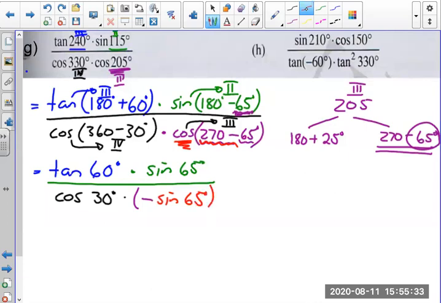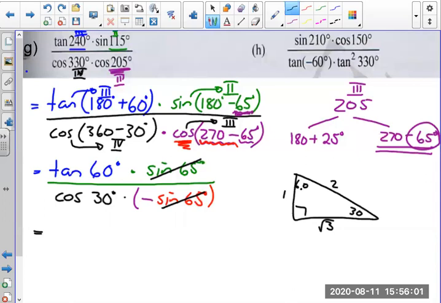And can you see why that's important? Because now you can see the sine 65 and the sine 65 will cancel because they're not special angles. I can do nothing else with them. Now I just simplify further. My special triangles, tan 60, tan is opposite over adjacent. So tan 60 is square root of 3 over 1. Cos of 30, square root of 3 over 2. But there's a minus still, so there will be a minus in front.